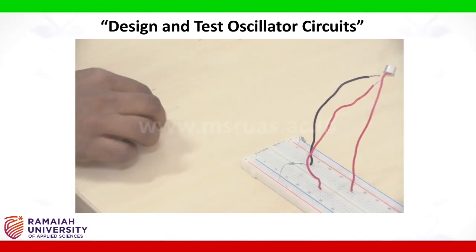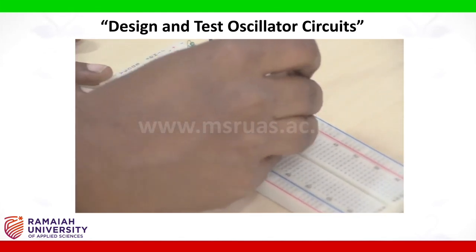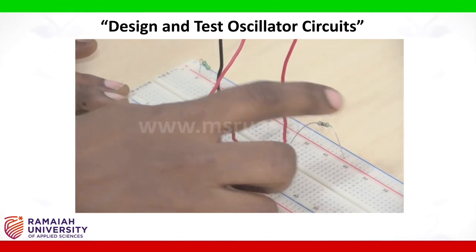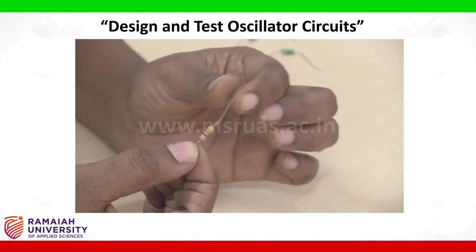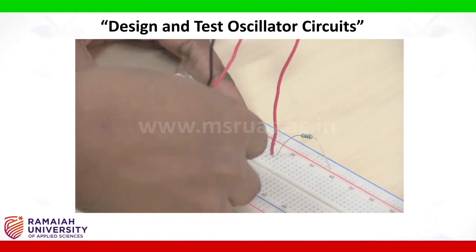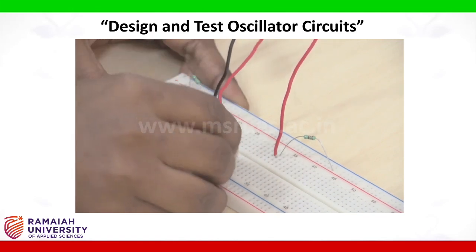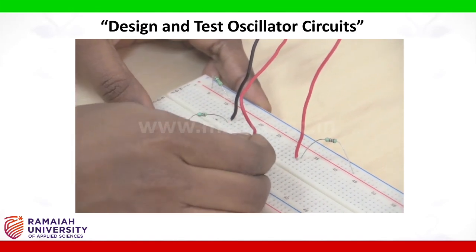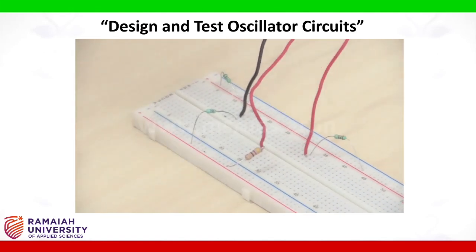Now take a 2.2 kilo ohm resistor, connect from collector to supply. So collector terminal to supply. This is the 2.2 kilo ohm resistor. Next take a 470 ohm resistor and connect from emitter to ground. So this is the 470 ohm resistor from emitter to ground. Next take capacitors.